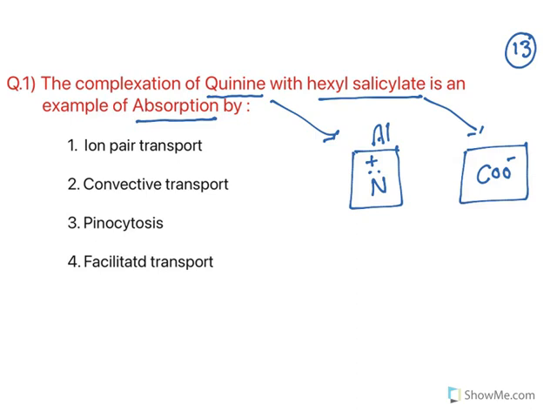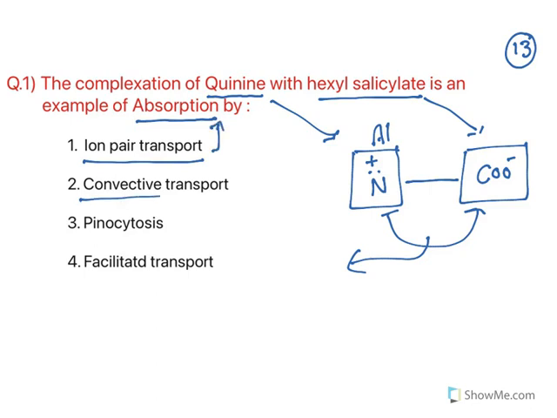Unionized molecules will get absorbed because the biological membranes are non-polar in nature. But when you combine this quinine and salicylate, the charges will get neutralized and it becomes an ion pair and it will get absorbed into the biological tissues. So this process is called ion pair transport absorption.